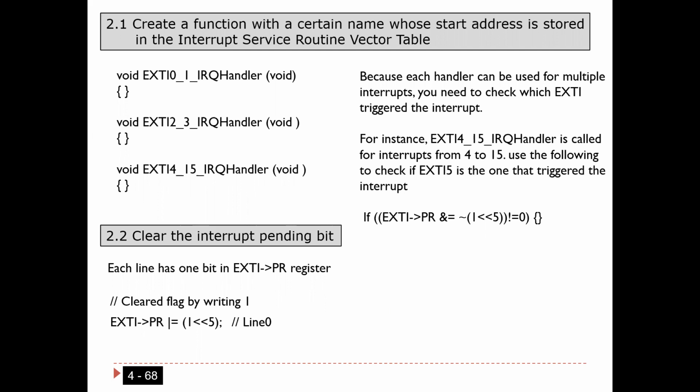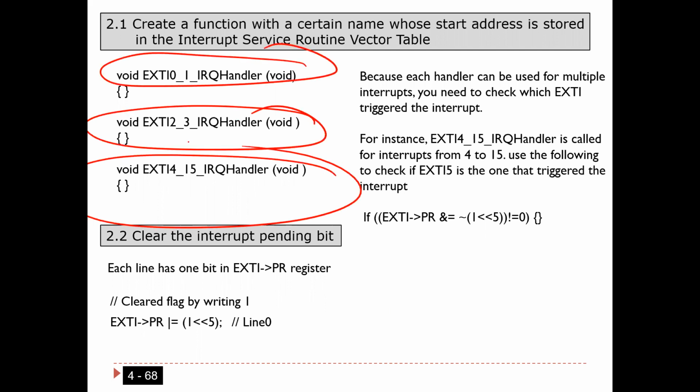For the interrupt subroutine, this is the name you have to use, as I told you. If you have an interrupt for 0 or 1, you have to use this one, and inside it you can check whether this function is executed because of line 0 or line 1. Same thing here, you can check inside. This one is used for lines 2 and 3. This one is used for lines 14 to 15.